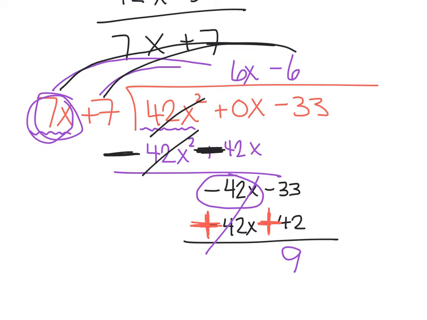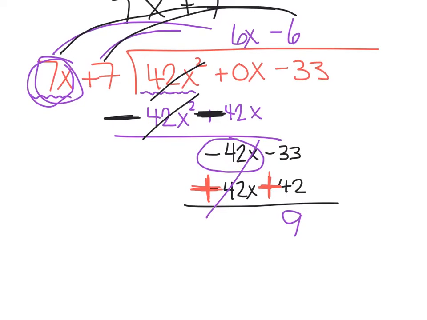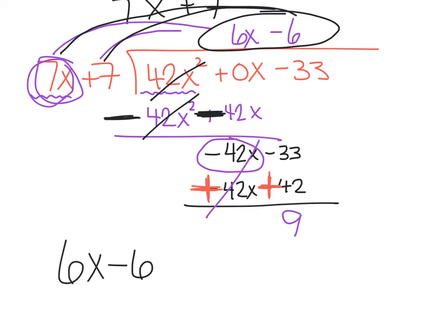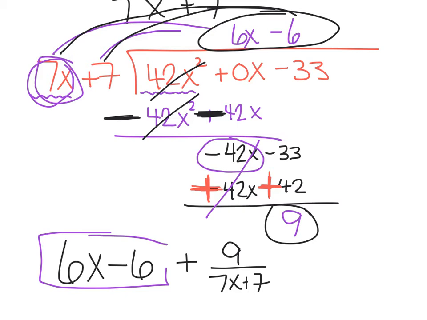So how do you actually write your final answer? Well, you put down what you got. When we divided, we got 6x minus 6. But now I have a remainder, and it was positive, so I'm going to put a plus 9 over what I divided by, 7x plus 7. So just to be clear, this was what I got when I divided, and this is my remainder over my divisor, what I'm dividing by.